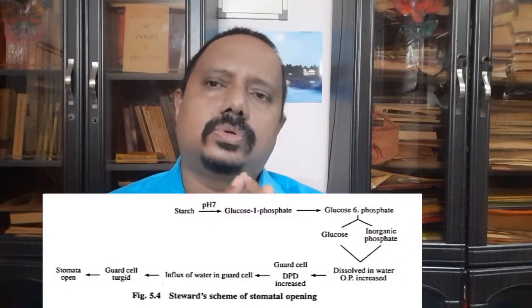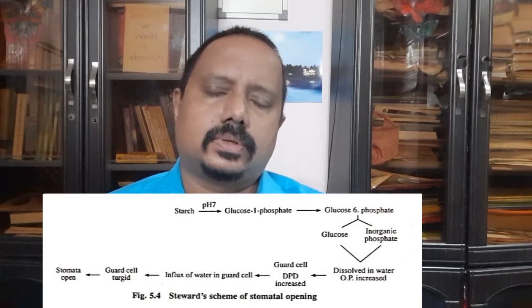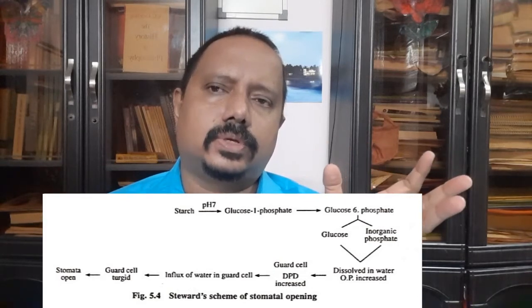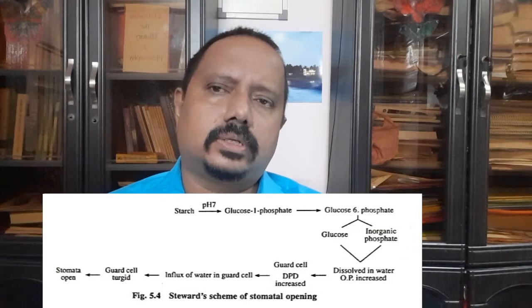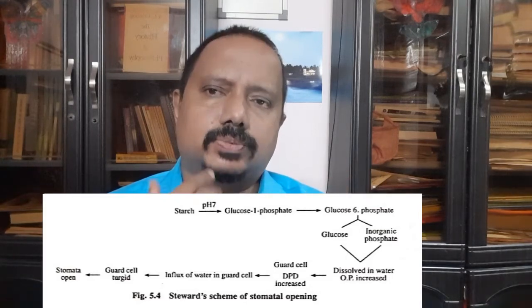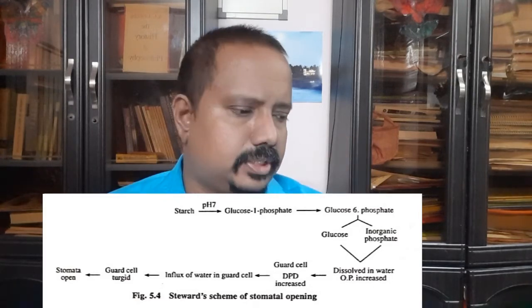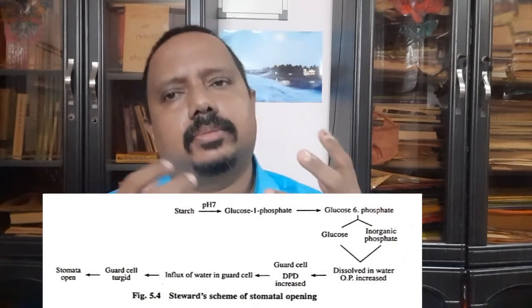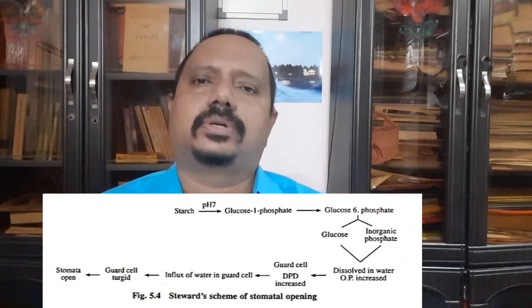decreases. We can summarize the process as: the starch is converted to glucose 1-phosphate. The glucose 1-phosphate is converted to glucose 6-phosphate. Glucose 6-phosphate splits into glucose and inorganic phosphate. Both dissolve in water, increase the osmotic potential or decrease the water potential. So influx of water takes place into the guard cells. Guard cells become turgid and the stomata opens.